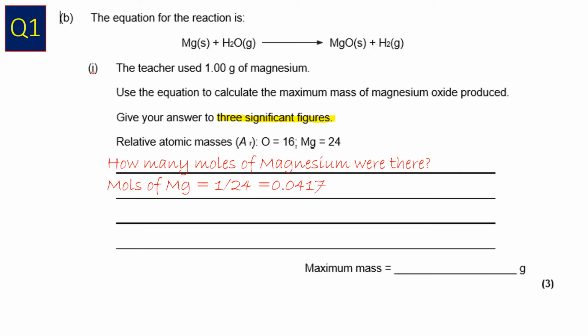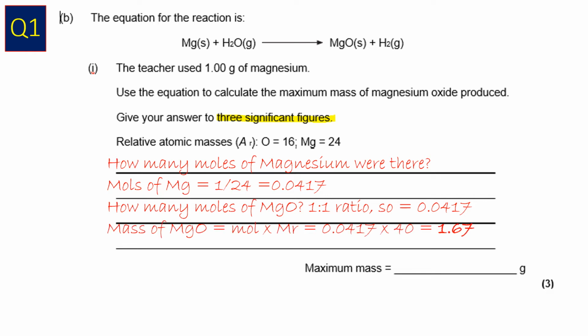Now we can see from this equation, which is balanced, that there's a 1-to-1 ratio throughout. So 1 mole of magnesium will react with 1 mole of water to form 1 mole of magnesium oxide and 1 mole of hydrogen. So, because of that 1-to-1 ratio, we know there must be 0.0417 moles of magnesium oxide. So we now know the moles, and we can work out the MR. Moles times MR gives us a mass, that's 0.0417 times 40 to give us an answer of 1.67 to 3 significant figures.